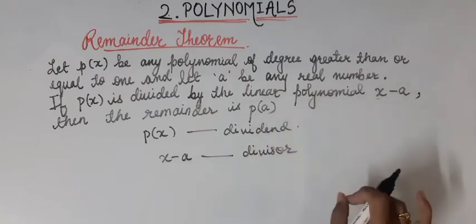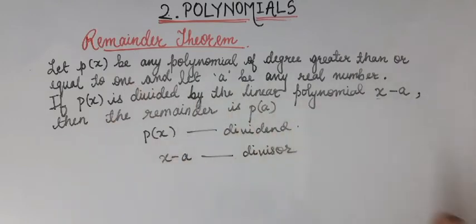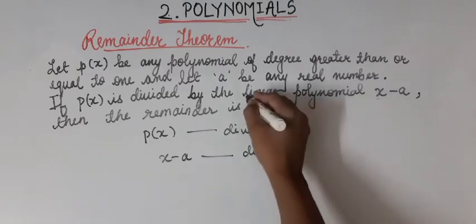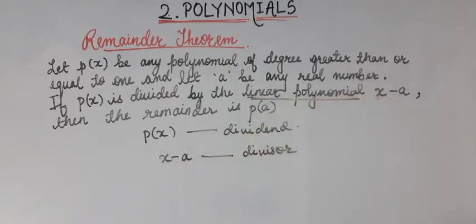So this is the condition. p of x can be linear or it can be of degree greater than 1. The dividend can be of degree 1 or greater than 1, but the condition is for the divisor: it should be a linear polynomial with degree 1 only. Then only it is applicable. If the divisor is a linear polynomial, then and only then is the remainder theorem applicable. So always check your divisor.